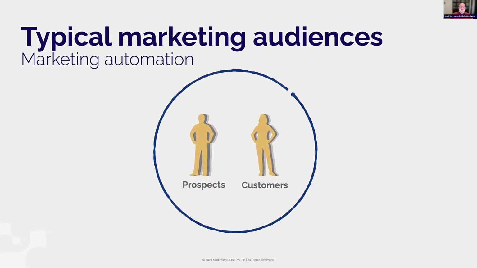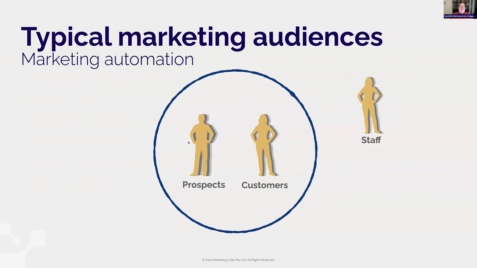And for you as a marketer, and certainly for us here at Marketing Cube, when we look at the bulk of the work that we do, the people that we're trying to reach out to is largely prospects, those people who are looking potentially to procure our services, and it's working with our customers. So those people who are on board, who we're invoicing for services, etc. They're typically the two primary groups that we're talking to.